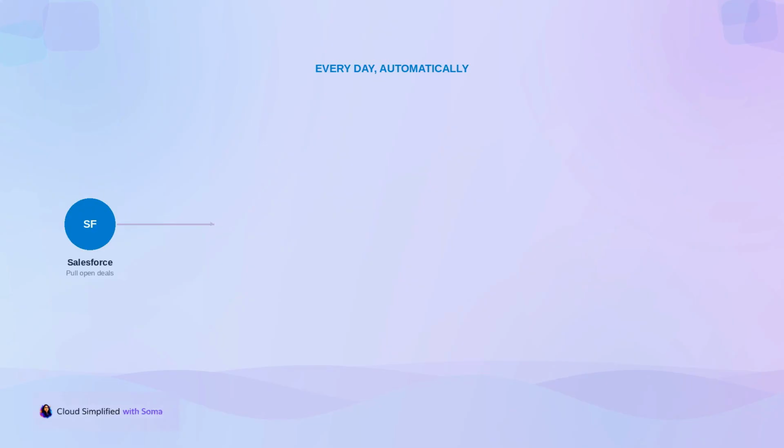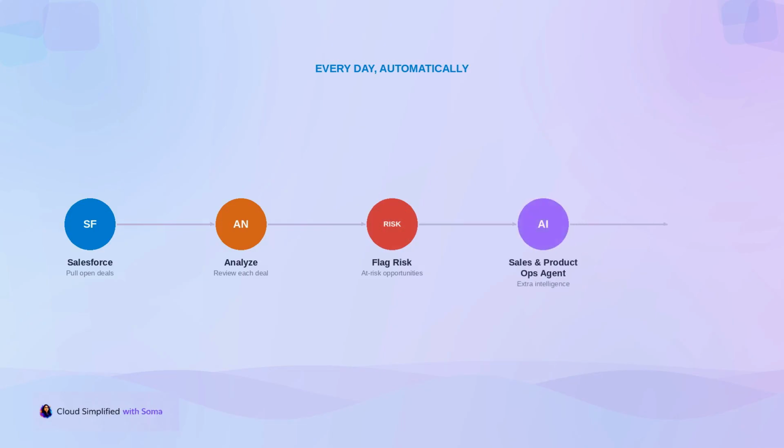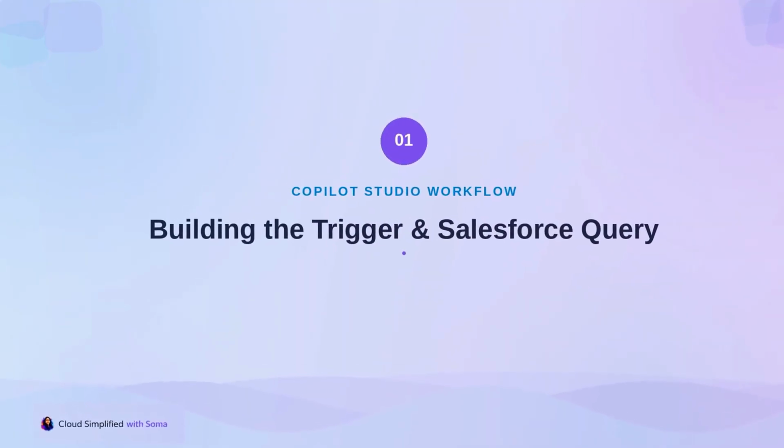Every day, the workflow will pull my open opportunities from Salesforce, then analyze them, identify which opportunities are at risk, call my sales and products agent for additional intelligence, and then finally send the result to Microsoft Teams. So now we are moving from simply talking to an agent to actually using the agent as part of an automated business process. Let's get started.